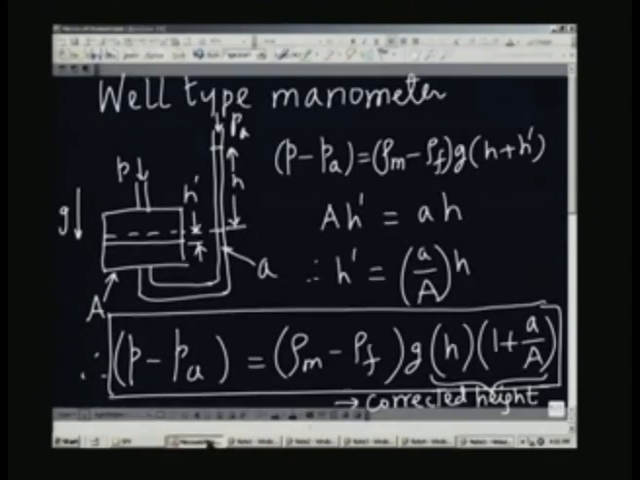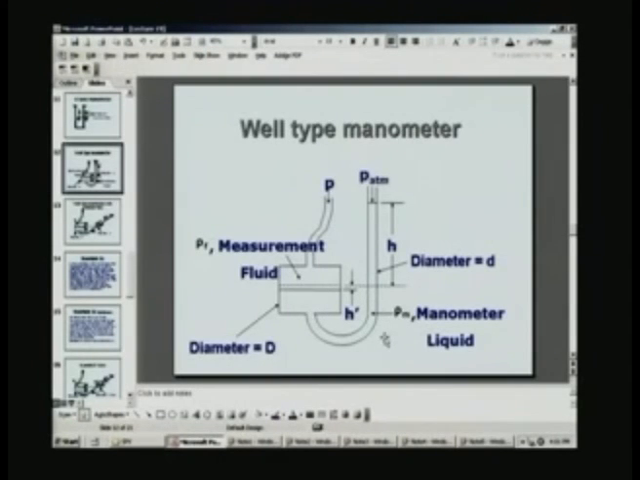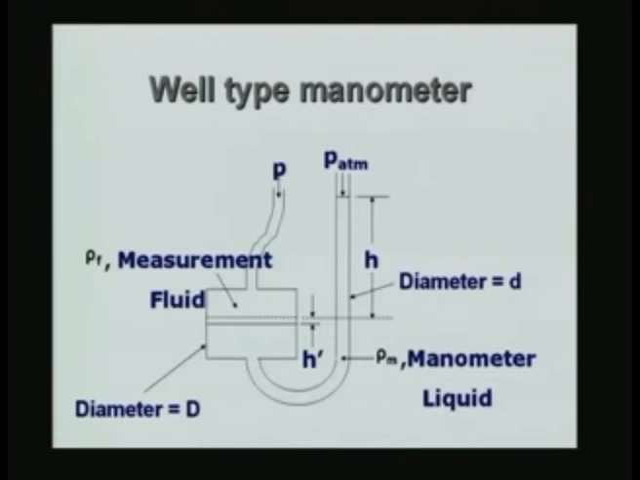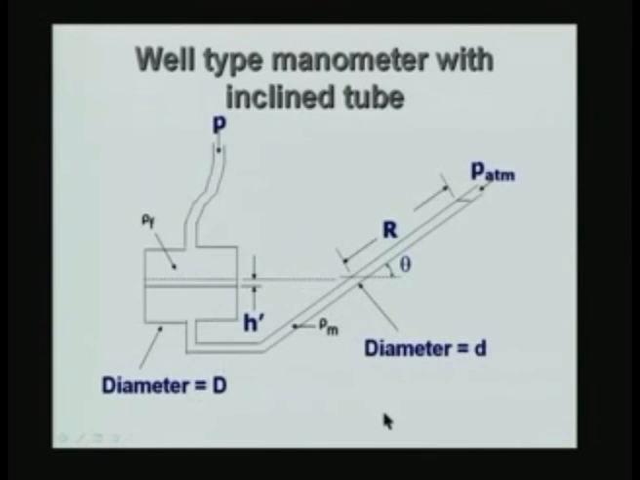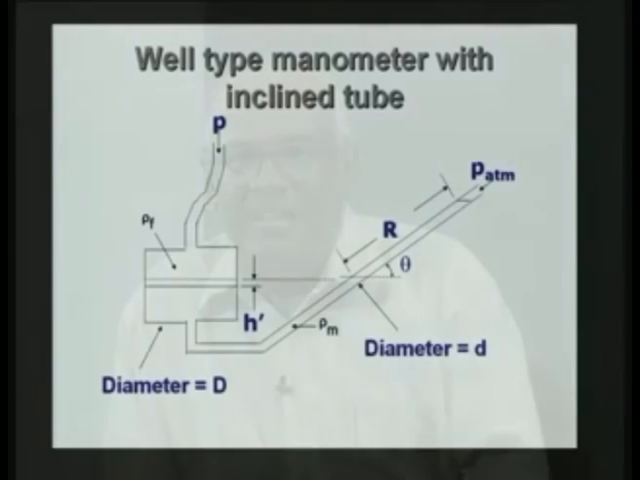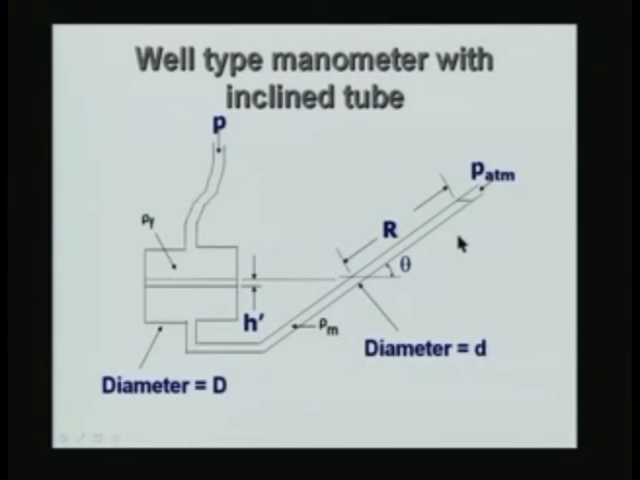So, now we will go back to the case here. To recapitulate, what we are doing is, instead of measuring the height using an ordinary scale, I am going to use a scale which is going to have the factor 1 plus A by A already built into it. Let us look at the slightly changed type of well type manometer. Here I have purposefully inclined the limb, instead of the vertical limb, I have got the inclined limb here. The tube is inclined at a small angle.